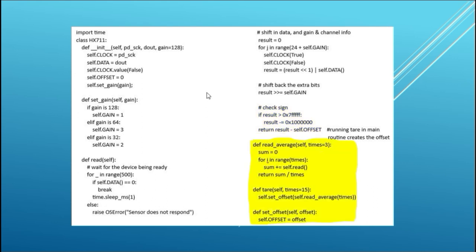These three methods are used to determine the offset value, which calibrates the weight scale. Tare reads the average method, which reads the load cell multiple times with no weight on the platform. This value is averaged, and the offset is established and is used to calibrate the scale.